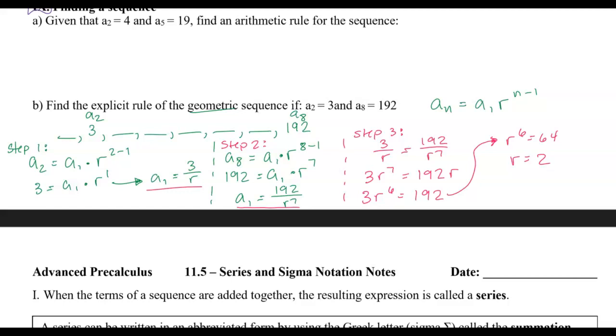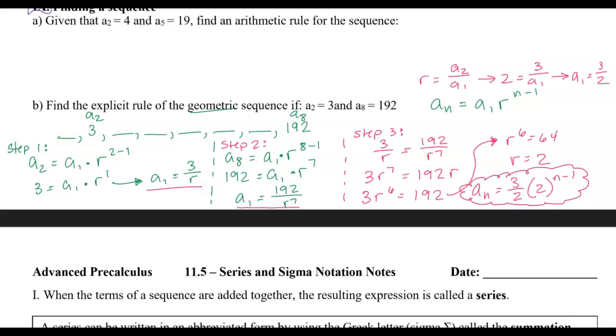In order to find my first term, remember that the rate is equal to the second term over the first term. So if I know my rate is 2 and I know my second term is 3, this means that my first term is equal to 3 over 2. So now I can set up my entire equation. A sub n is equal to my first term, which is 3 over 2, times my rate, which is 2, raised to the power of n minus 1, and I'm done. This is definitely the hardest one. Has lots of steps.